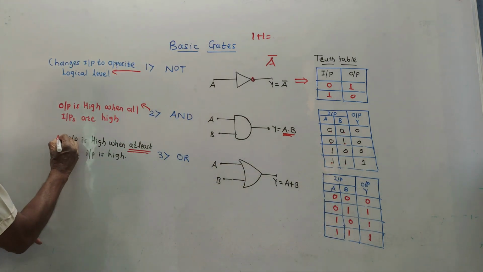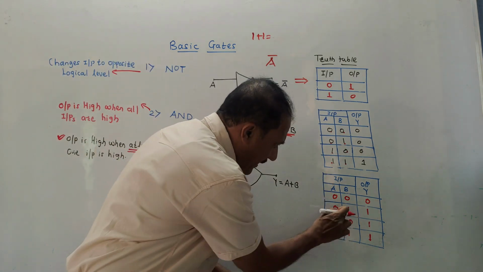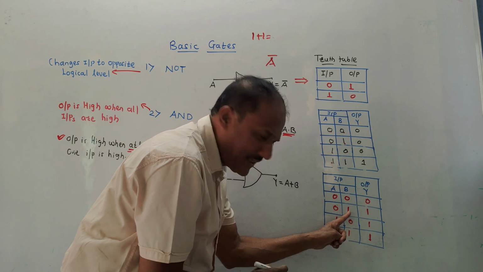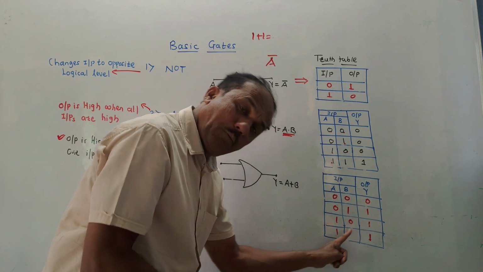If you are following this statement, output is high when at least one input is high. Look at the inputs. Here there are two inputs, out of which one is high, so output is high. Again, this one input A is high, so output is high. Here both the inputs are high.